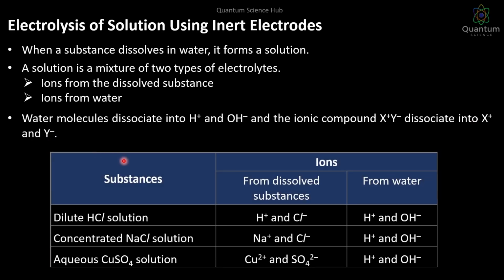Now let's take a look at this table. For example, I have dilute HCl solution. So the ions from the dissolved substance contain HCl, right? So H+ and Cl-. While from the water, of course, it always contains H+ and OH-. Next, concentrated NaCl solution. From NaCl, it contains Na+ and Cl-, and the same thing with the water. Next, aqueous copper sulfate solution. From the dissolved substance, it contains Cu2+ and SO4 2-. And from the water, again, it always contains H+ and OH-.